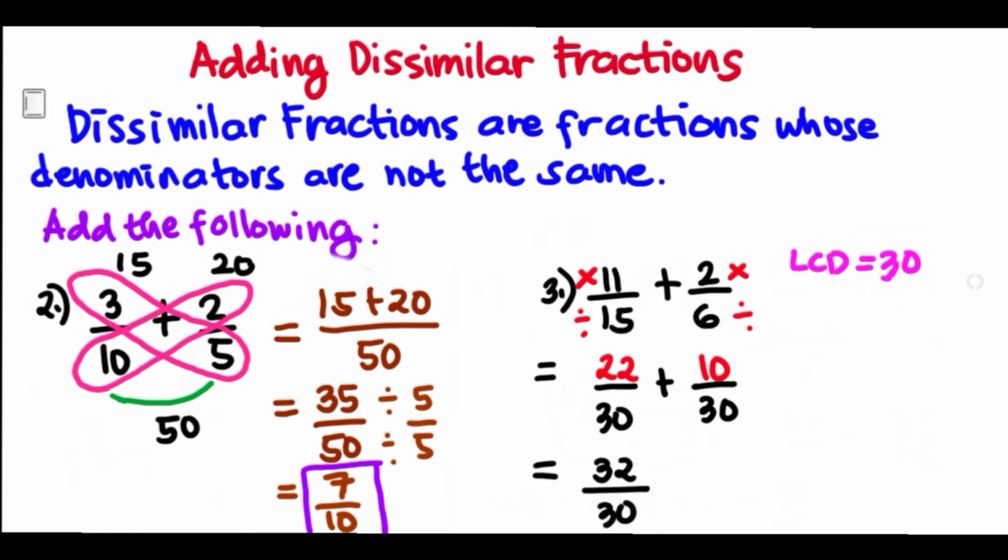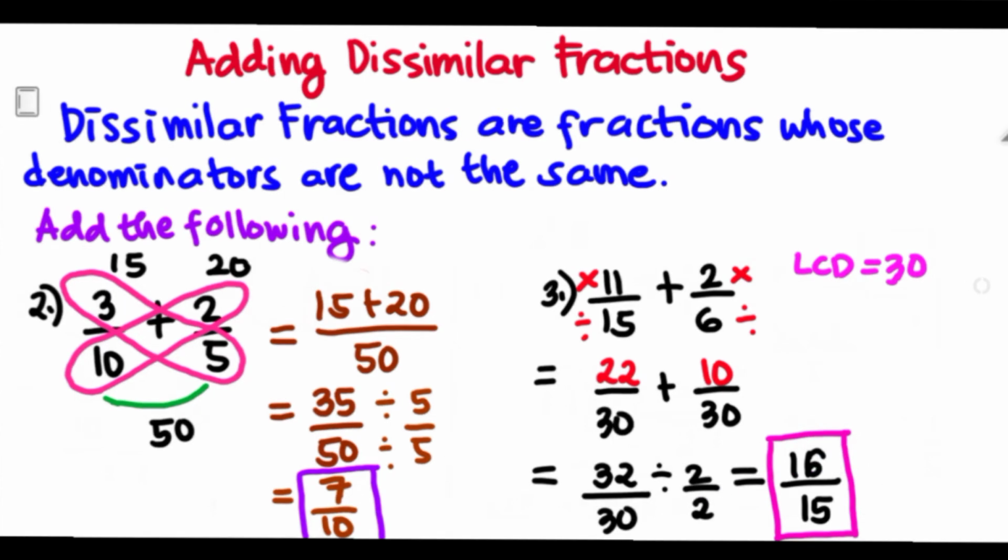So, kung inspect po natin yung numerator at denominator, meron pa pong pwedeng ma-divide sa kanila maliban sa 1. So, that is 2. So, ano pong final answer? 32 divided by 2 is 16. And then, 30 divided by 2 is 15. So, the final answer is 16 over 15.